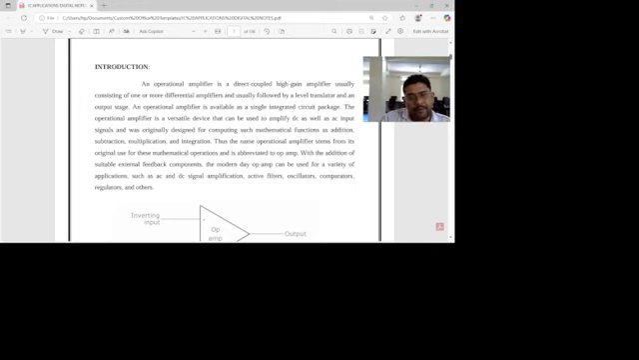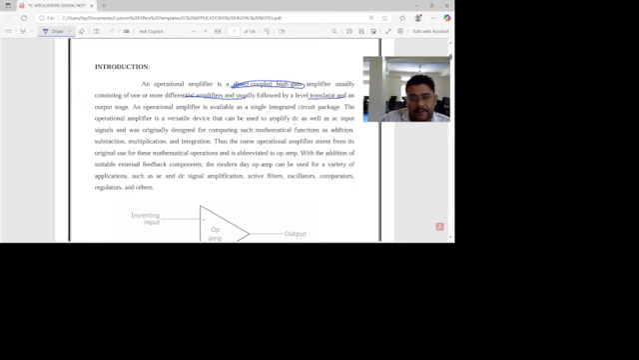So the operational amplifier is a direct coupled high gain amplifier. Usually it consists of one or more differential amplifiers, followed by level shifting transistors.